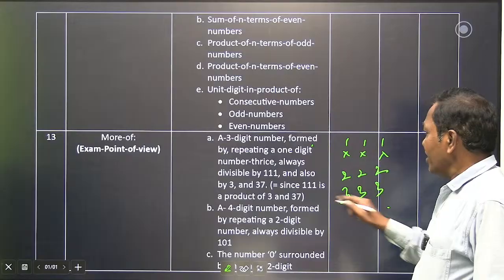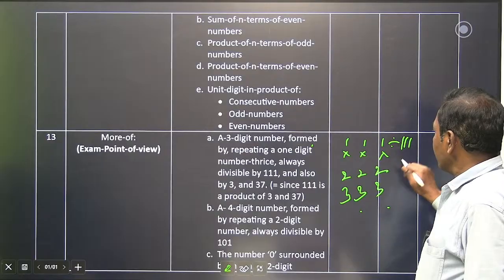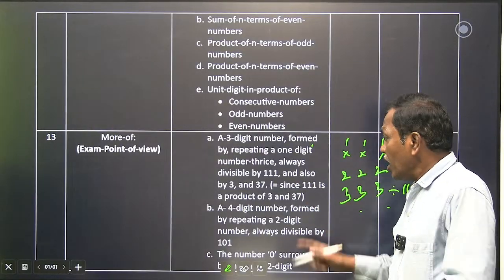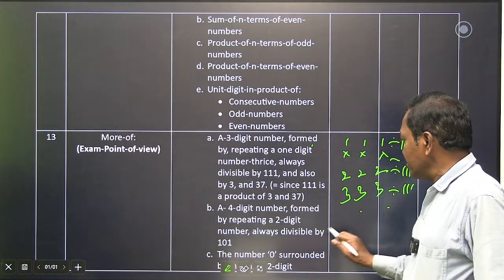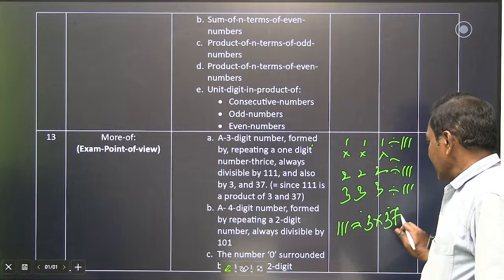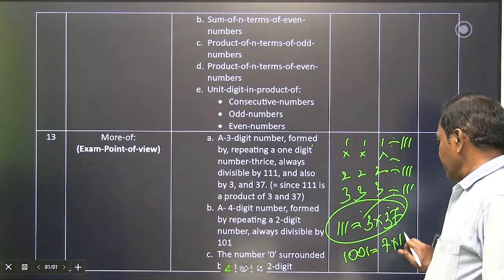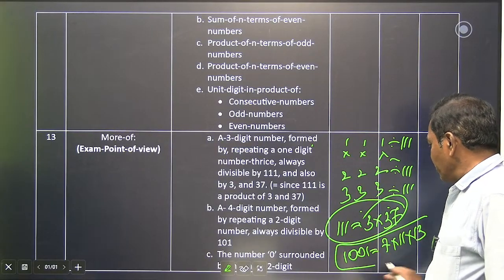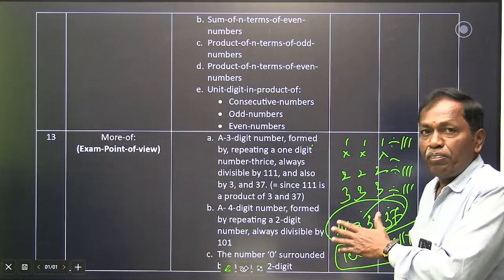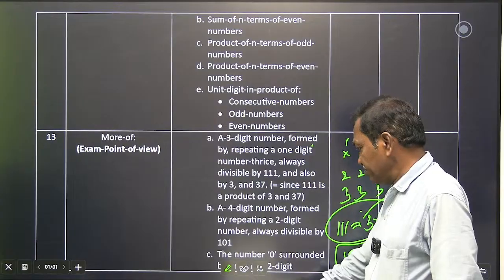Always divisible by 111. Always these numbers are divisible by 111. Like that is a property. Also by 3 and 37, because 111 equals 3 into 37. Even 1001 equals 7 into 11 into 13. So you will see questions happening here, because these are the properties of numbers. Properties of numbers. Right.